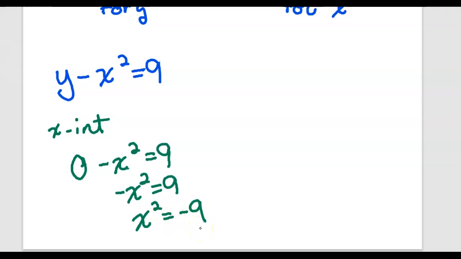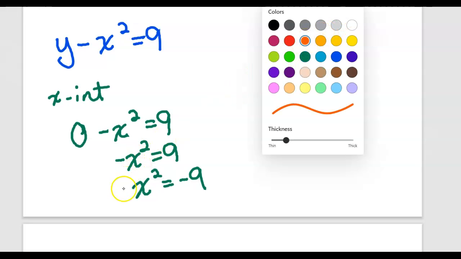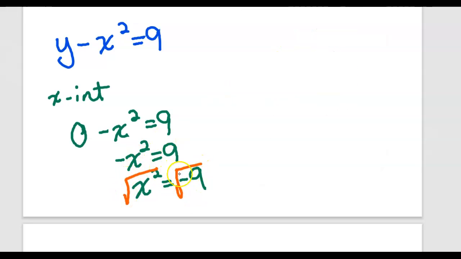Now then, if I look at this, and I have a square equal to a negative number, this is not possible. Because if you think about it, to solve this, I would have to take the square root of both sides, and taking the square root of a negative number gives me no real solution. So for the x-intercepts, we actually have none, which is highly possible.